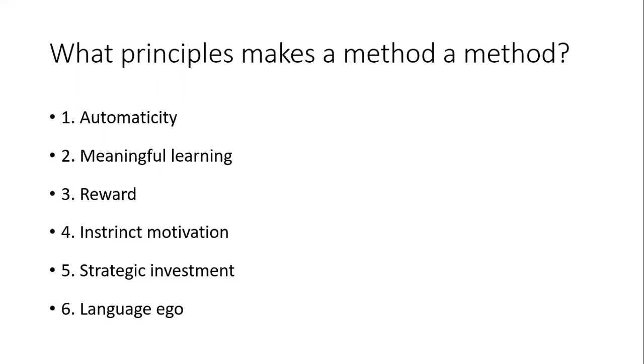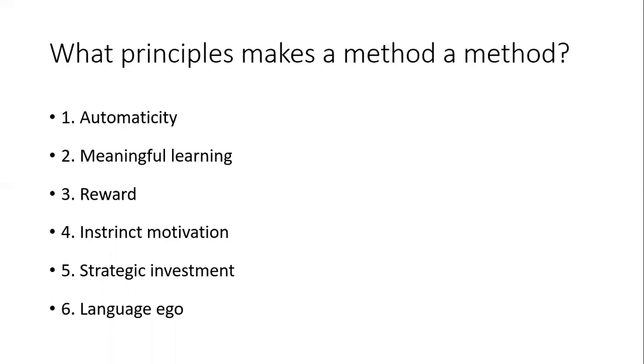So what principles make a method a method? First one is automaticity. Do not think too much. Language forms should come to mind automatically. Second one is meaningful learning. Learn what you will use in real life. And third one is reward. Reward your learners. That's a gift for your brain.